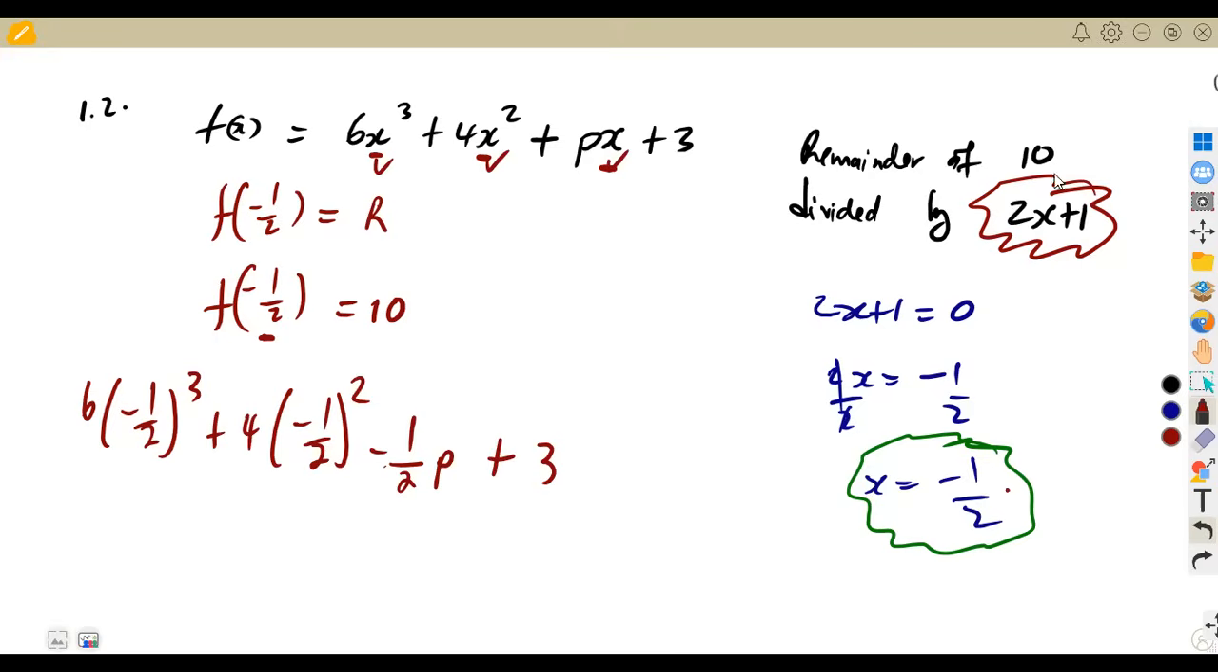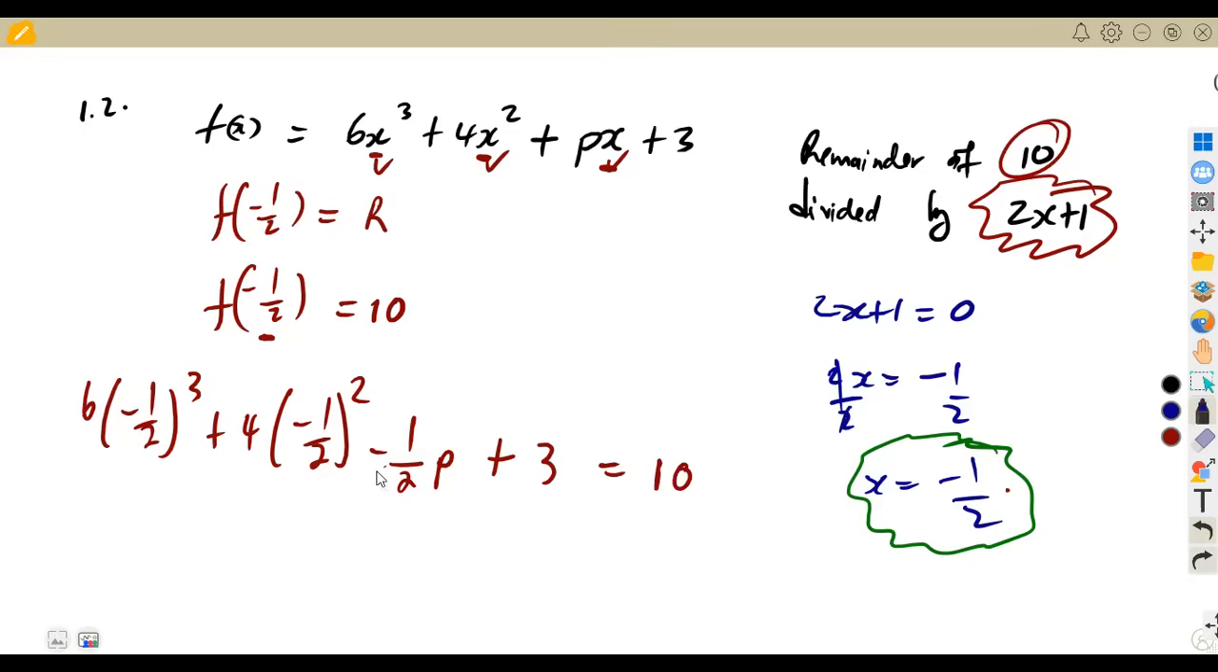But since they said it gives us a remainder of 10, this must be equal to the remainder. And our remainder there is 10. So this must be equal to 10. So you can solve for p. As you can see, it's an equation that we have formed. Let's say they said it's a factor. This one we're going to equate to 0. But this one is not a factor because it gives us a remainder.